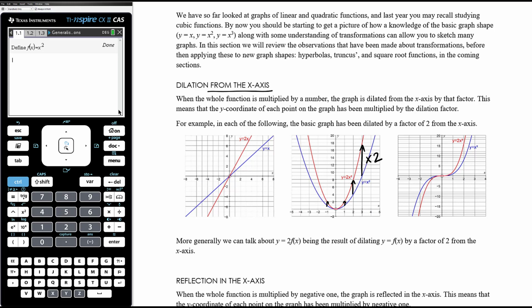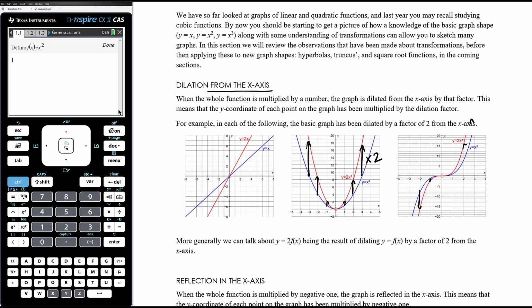So that point that was at (-1, 1) is now at (-1, 2). This point that was at (-2, 4) is now at (-2, 8). This point that was at (-3, 9) is now at (-3, 18). Okay, so we're doubling all the y values. The same happens with the cubic. If we take y equals x cubed as this blue graph, y equals 2 times x cubed as this red graph, the difference between the two is that we've doubled all of the y values. We've stretched away from the x-axis by a factor of 2 to get the red graph.